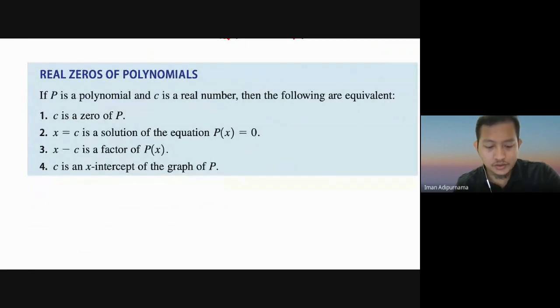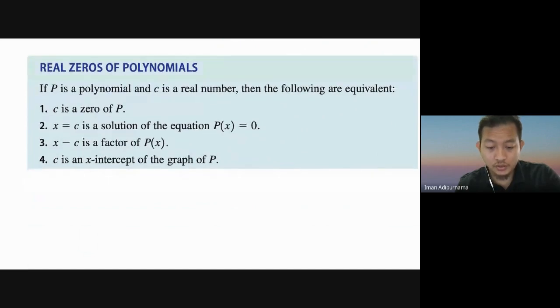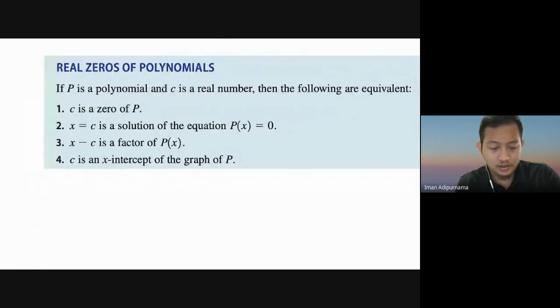Okay, real zeros of polynomials. So if p is a polynomial and c is a real number, then the following are equivalent. c is a zero of p. So zero means the solutions. Okay, so in polynomials, you will see the term. Let me write the term zeros.